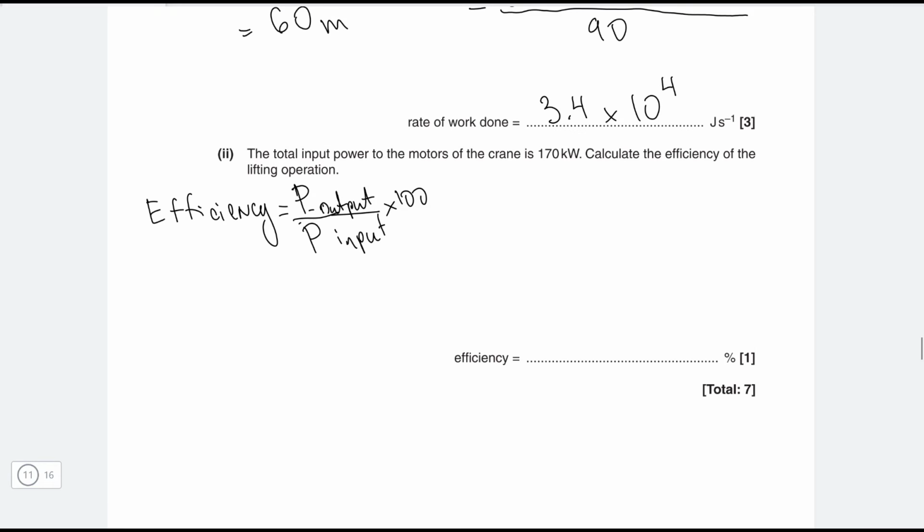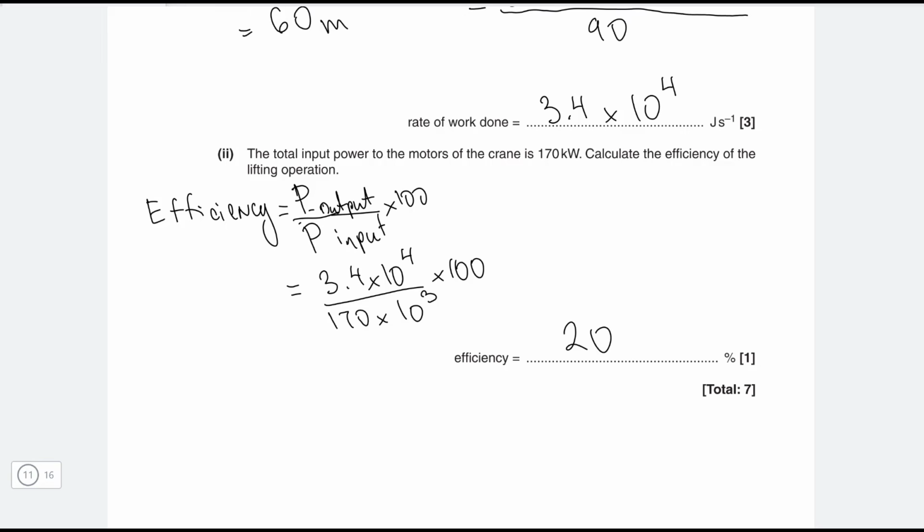Now our output power would simply be the rate of work done, which is 3.4 times 10 to the 4, so that's going to be 3.4 times 10 to the 4 divided by our input power, which is 170 kilowatts, so it's going to be 170 times 10 to the power of 3, times 100, and that's going to equal 20% efficiency.